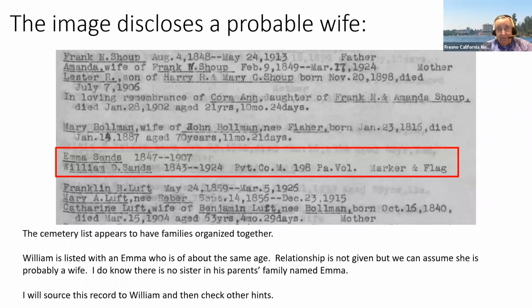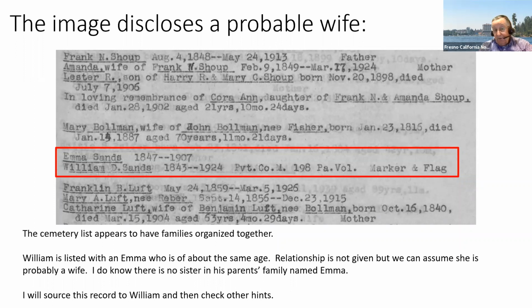And sure enough, when I pull up that image, there's William D. Sands, 1843, 1924. He was in the Civil War. That's what that private, company M of the 196 PA volunteers is all about. And he's listed with an Emma Sands, who's born just 4 years after him.